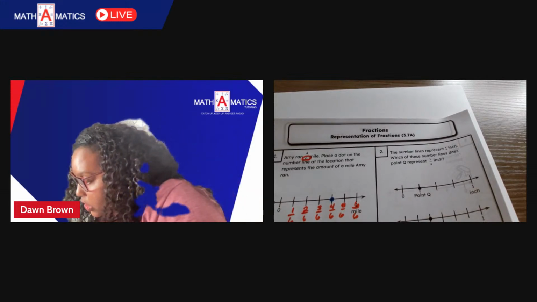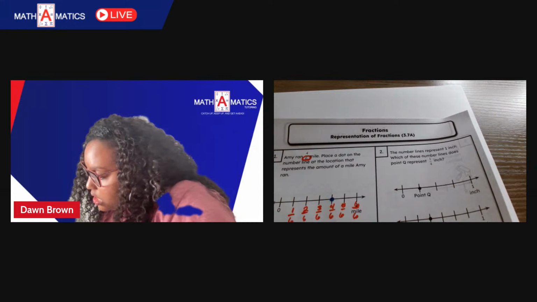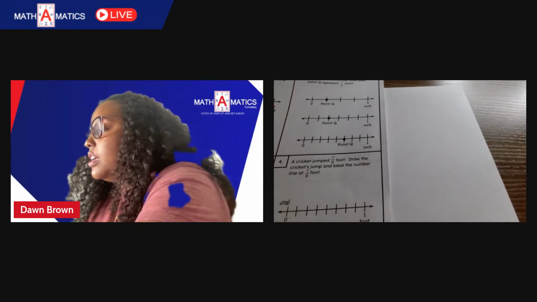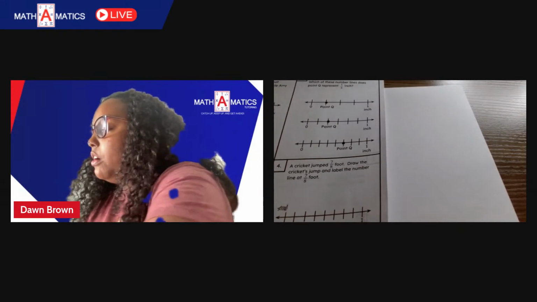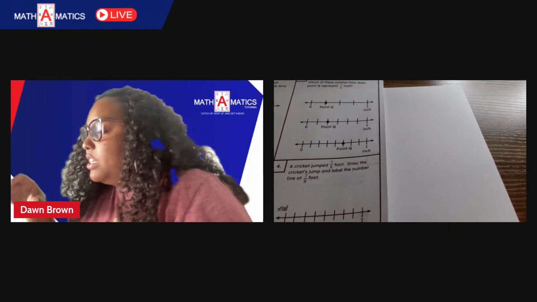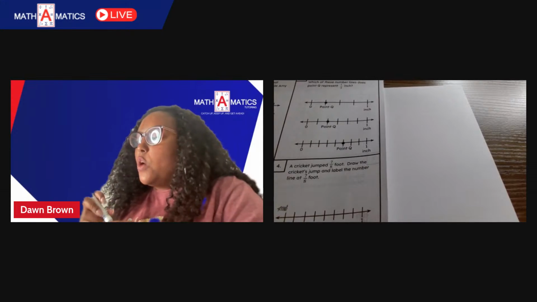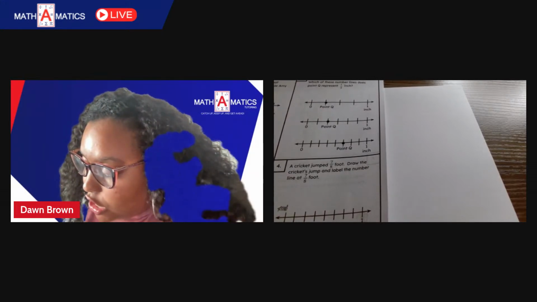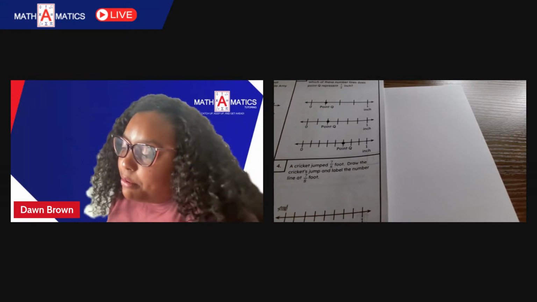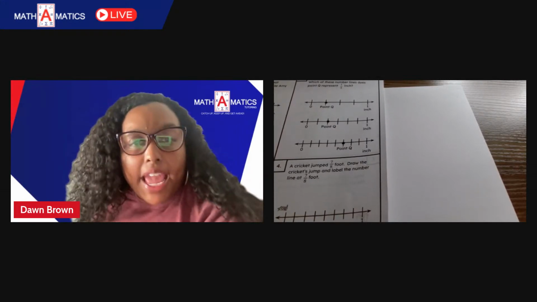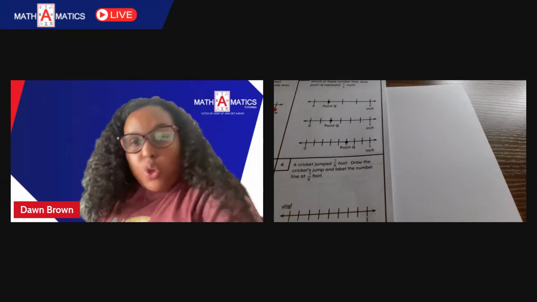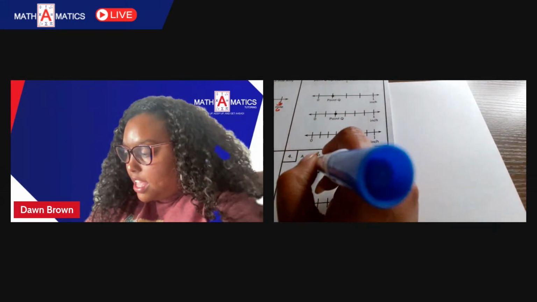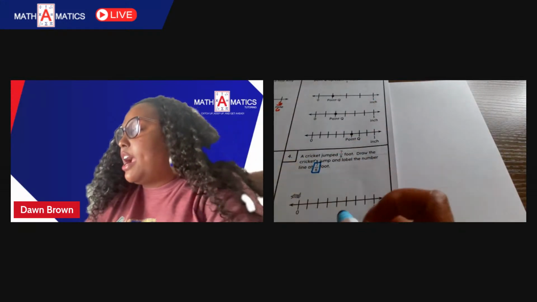And I am going to do another one here as well. And then we're going to hop on over to our order of operations from there. All righty. So a cricket jumped 7/8 foot, and draw the cricket jump and label the number line at 7/8. So again, we're going to count. So we know we want 7/8, and our denominator is 8, and we're just going to check our pieces.